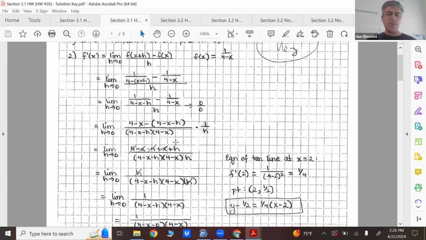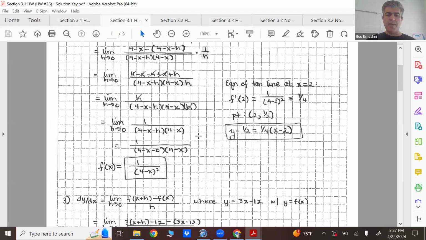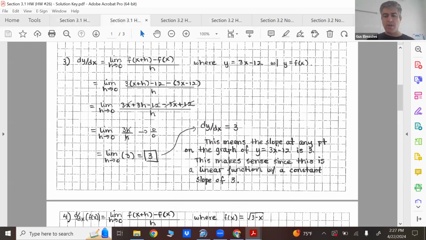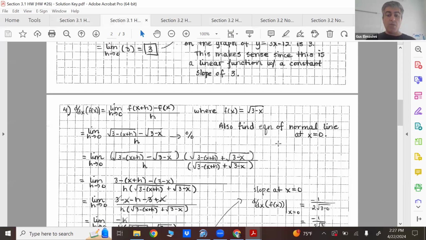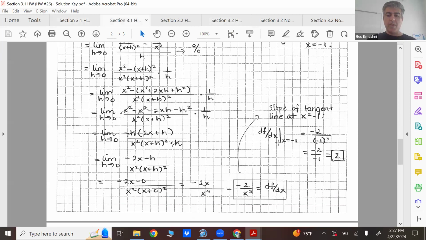So here are the answers. These should be up in Schoology, I believe. For number 2, the derivative is that. There's your tangent line. For number 3, the numerical value is 3. That's all they want, the slope of the tangent line. For 4, that's the derivative and the equation of the normal line. For 5, that's your equation.